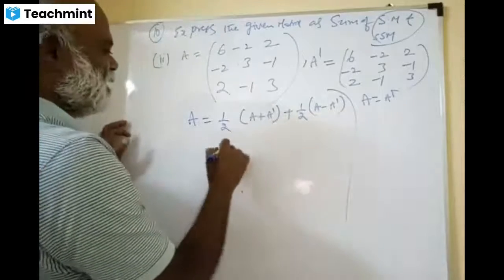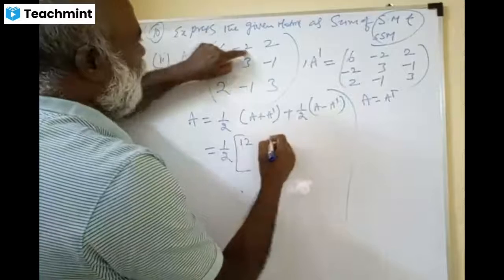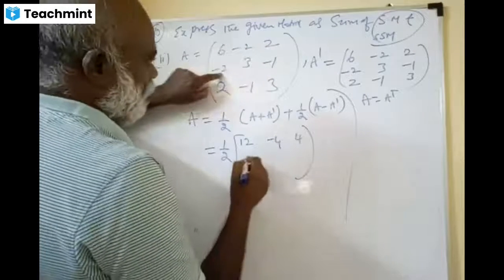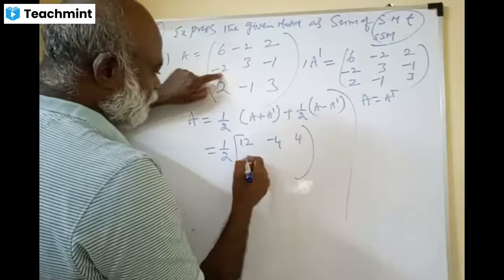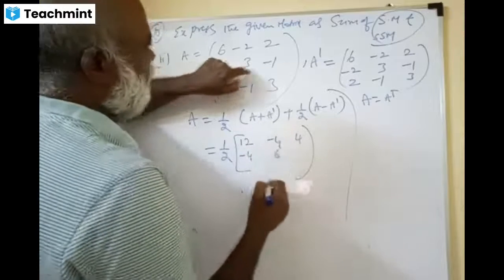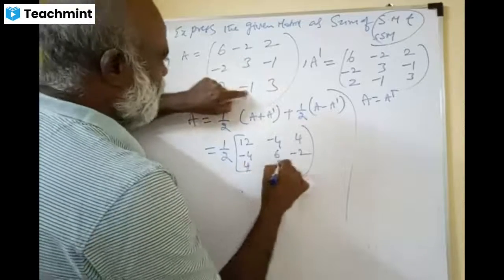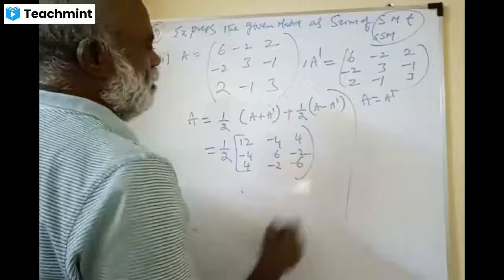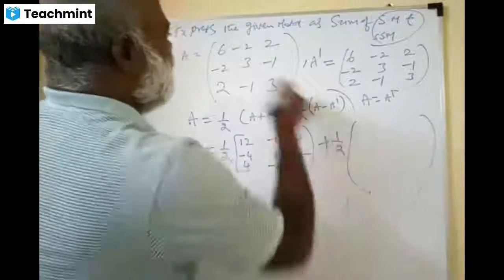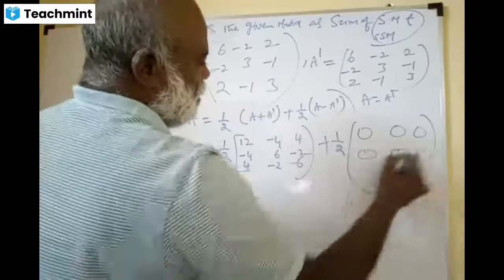What is A plus A dash? 12, minus 4, 4. Next one, minus 4, 6, minus 2, 4, minus 2 and 6. Plus half into, what is A minus A dash? Null matrix, beautiful null matrix.